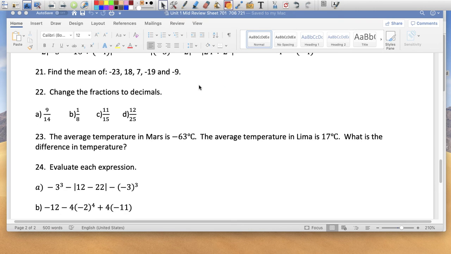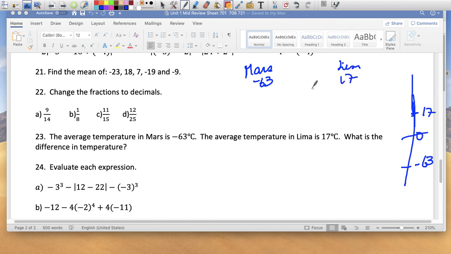23, the average temperature on Mars is negative 63. Really? That's fact, by the way, average temperature. So it's pretty cold. And the average temperature in Lima, which you by now know, it's the capital of Peru. You can thank Mr. Sanchez for that. 0, and this is 17. So what is the difference in temperature? Okay, the difference in temperature, again, we're not traveling. So here's the problem with this question. The problem with this question, the way stated, is it's like we're not traveling from Mars to Peru. You know, Mars is negative 63 and we're going to Peru, Lima, which is 17. What was the change in temperature?